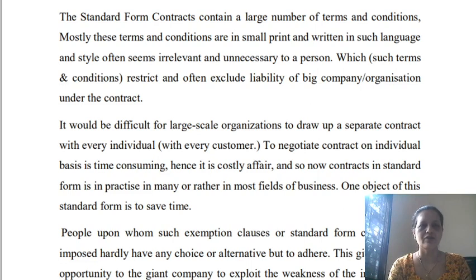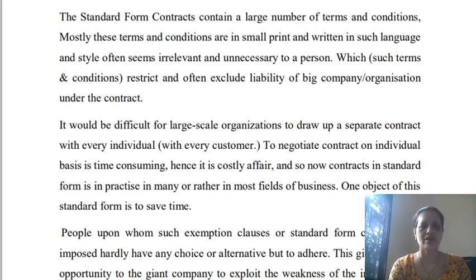The standard form contracts contain a large number of terms and conditions. Mostly, these terms and conditions are in small print and written in such language and style that they often seem irrelevant and unnecessary to the person. Such terms often exclude the liability of a big company or large scale organization under the contract.